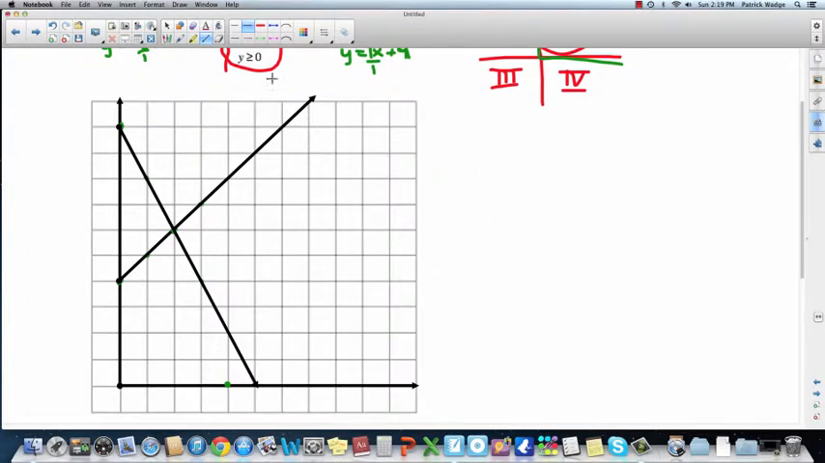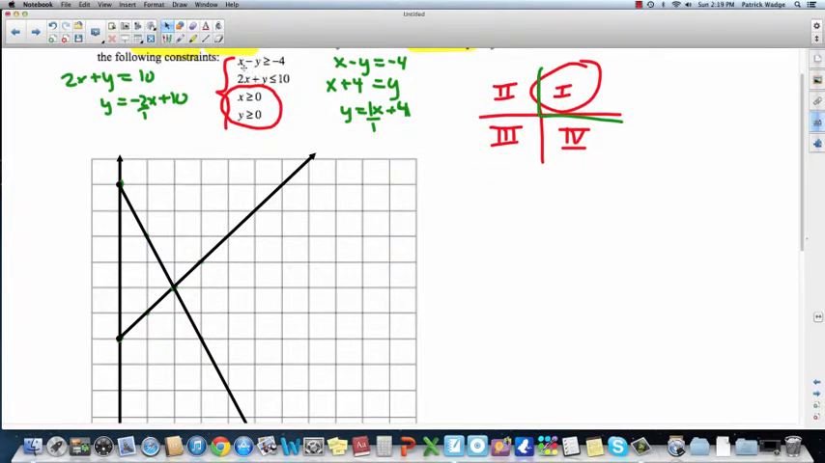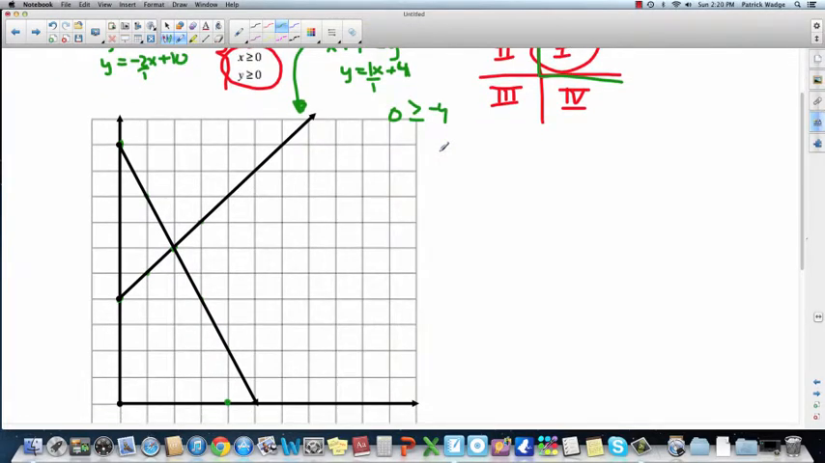Excellent. Now what I want to do is the shading. I could have done this before, but I'll just do it now. Let's try the test point 0, 0 in both of them and see if it works or not. By the way, the first one we drew was this line here. If I try 0, 0, I get 0 take away 0, which is 0, is greater than or equal to negative 4. Is that true? Yes, it is. So that means that we need to shade below this line. We're going to shade all down here. I'm not going to draw it all yet because I'm going to clean it up after.